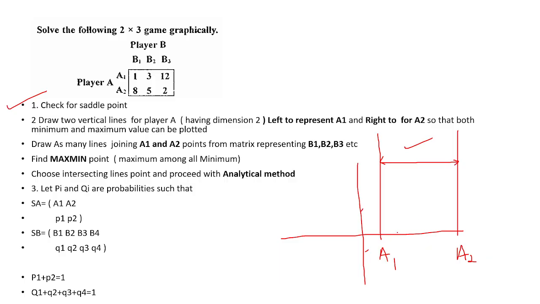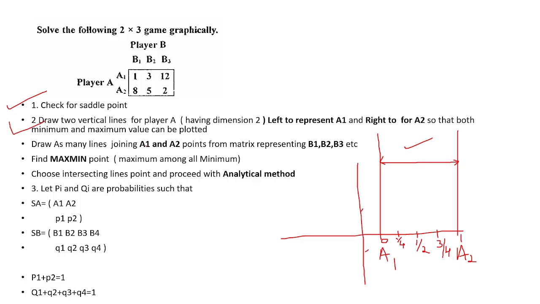So you see that it is divided into four parts. This is 1/4, this is half, and this is 3/4. This is 1 and this is 0. So in this way, you have to use the graph sheet and draw the strategies adopted by the player having two strategies. In this case, it is A1 and A2. This is the second step.